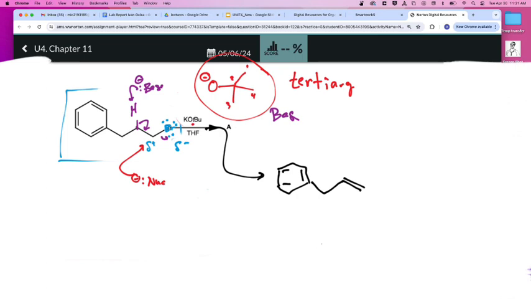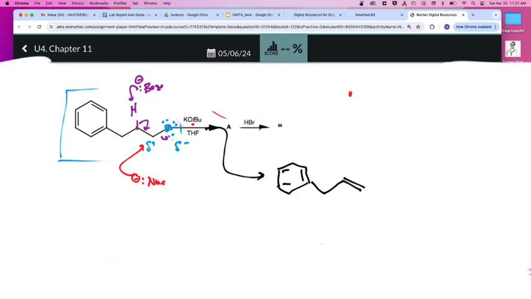Make sense? That sets us up with structure A. So now what happens? Now we have to move to the next reaction. It reacts with HBr. What should we do now?